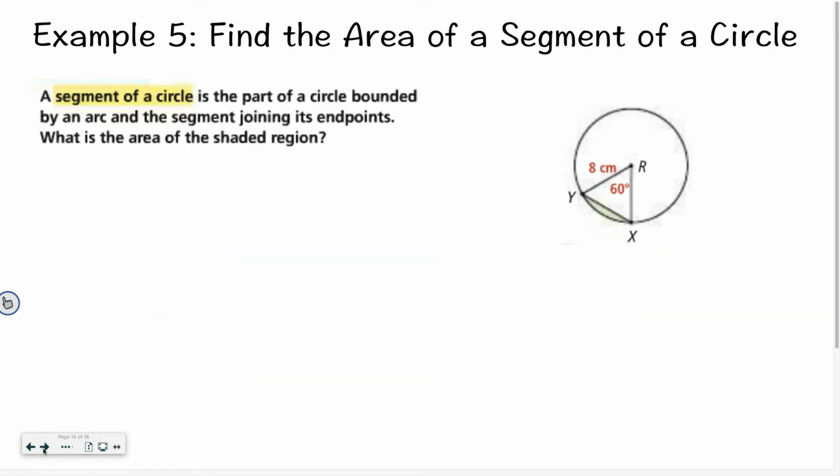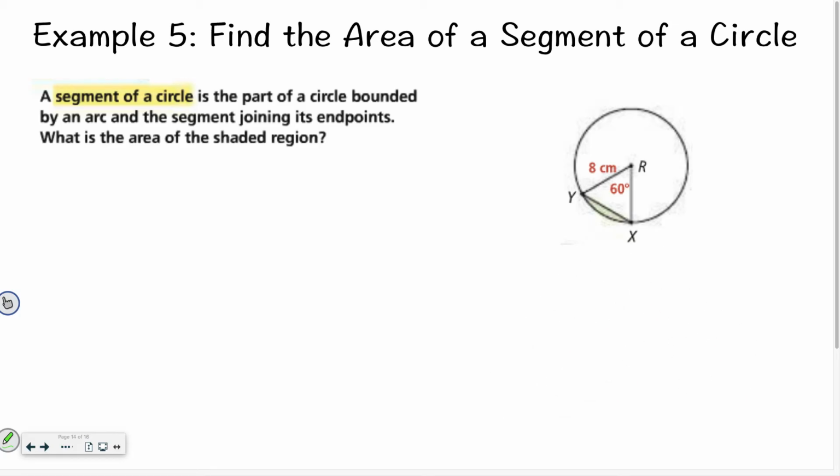And our last example is finding the segment of a circle. So we've talked about the sector of a circle. That was when we had an entire piece of pizza. But now basically the segment of a circle is you only want the crust. You don't care about the rest of the pizza. You just want to know how much crust am I getting, okay?